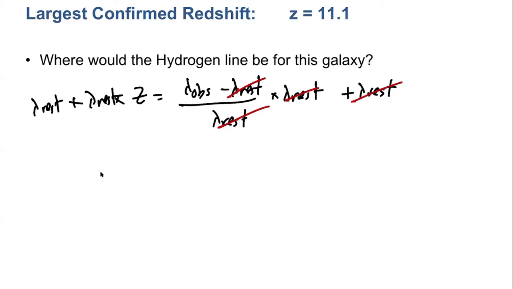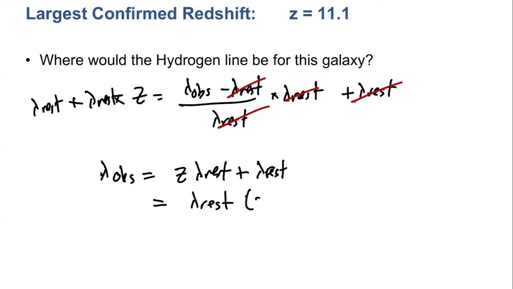We can bring it over to the other side and make this lambda obs equals z times lambda rest plus lambda rest. We can even simplify this a little bit, pull the lambda rest out, and we've got lambda rest times z plus 1. And that's even easier to deal with. So lambda obs, we can plug in our numbers now, and this is pretty easy.